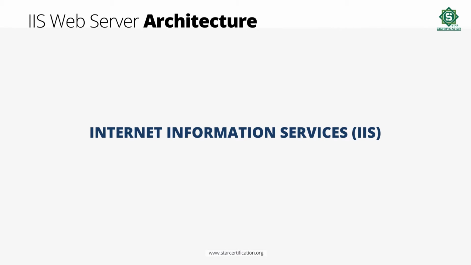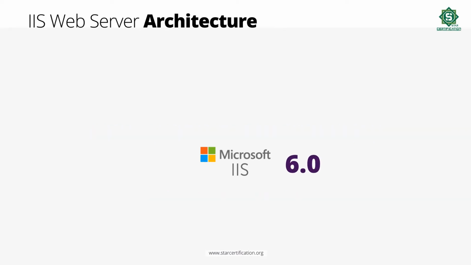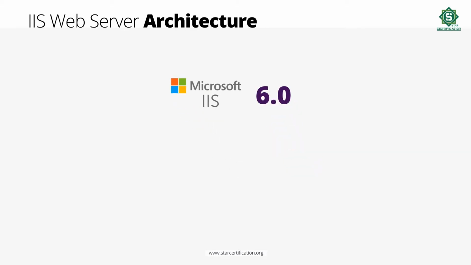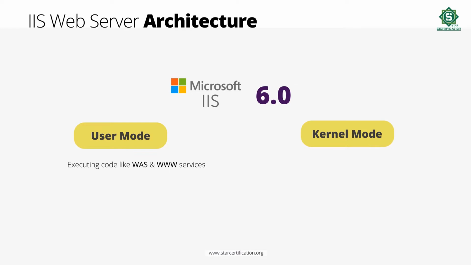Internet Information Services (IIS) is the web server program developed by Microsoft and is used in web applications related to Microsoft Windows NT 2000 and 2003 platforms. Let's discuss the internals of IIS 6. The IIS architecture is divided into user mode and kernel mode. The user mode consists of all the executing code, like the WAS and the www services. The components of the mode do not have direct access to the hardware or the database, and any crashes or errors can be easily recovered.